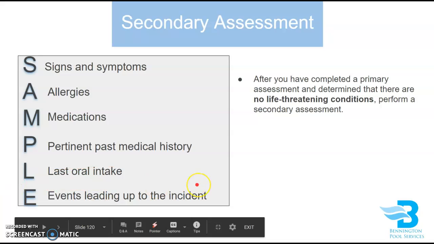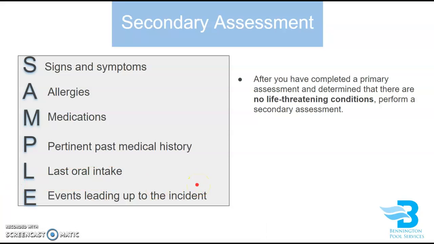L stands for last oral intake. This is so you know when's the last time they ate or drank and when's the last time they took a medication. Again, knowing that can just give you a really good overall picture of what's happening to them. And then E, events leading up to the incident.